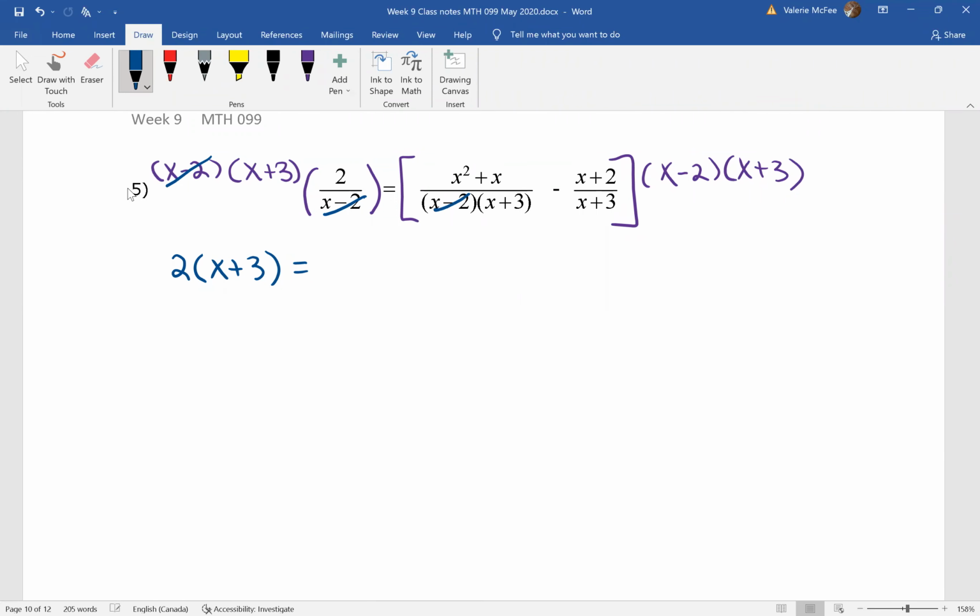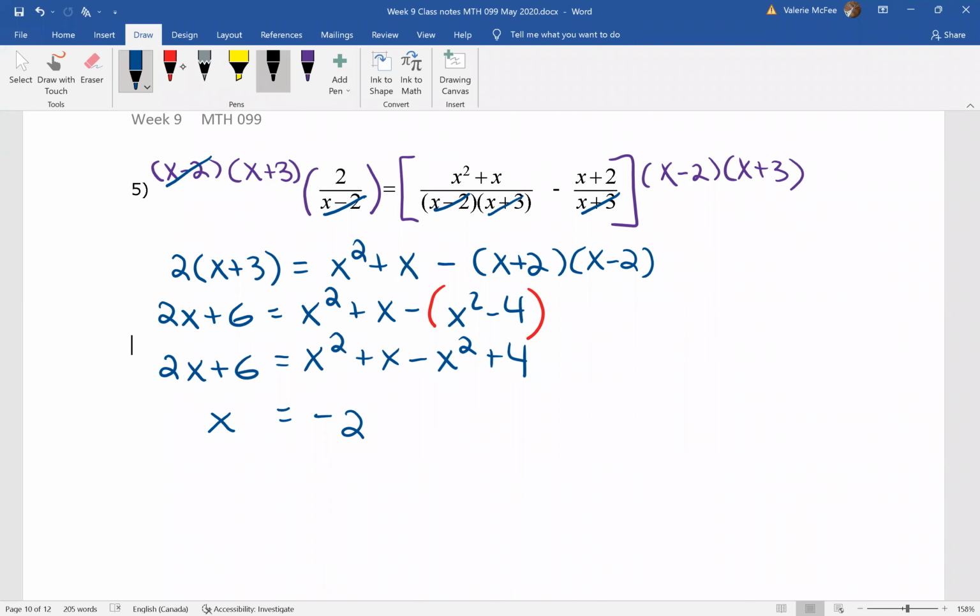So with the first term, x minus 2 and x plus 3 both cancel out. We're left with x squared plus x. And in the second term, x plus 3 cancels out, and I have x plus 2 times x minus 2. I put brackets around x squared minus 4 because we have to remember that we're subtracting this entire product. And then, of course, we can cancel x squared minus x squared.